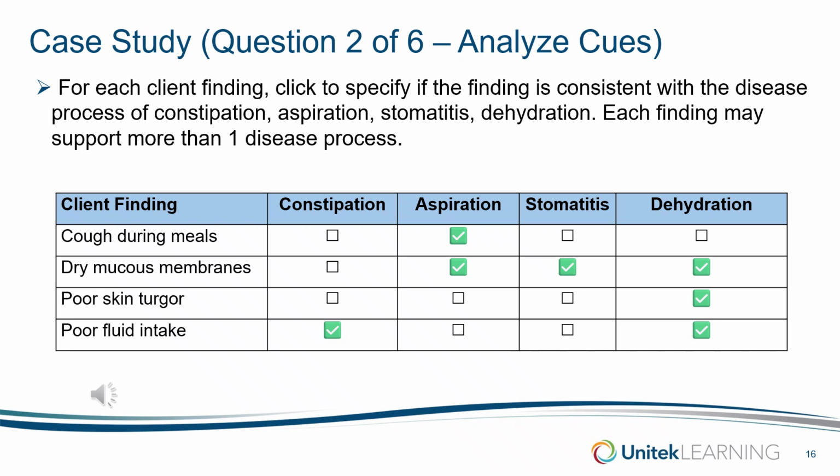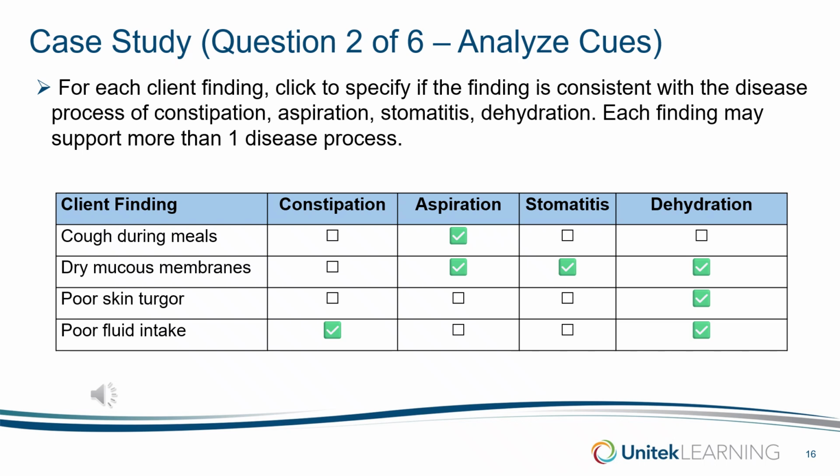Next, let's look at dry mucous membranes. This matches to aspiration, stomatitis, and dehydration, but not to constipation. Dry mucous membranes can affect mouth and throat sensation, leading to potential aspiration. A dry mouth also places clients at risk for developing stomatitis, which can lead to malnutrition. Dry mucous membranes are an indicator of dehydration.